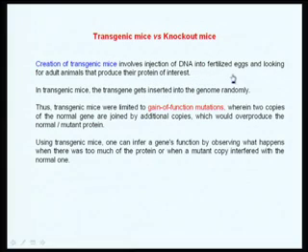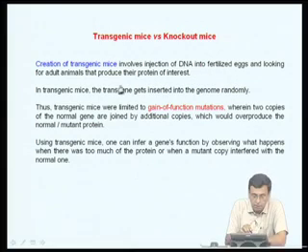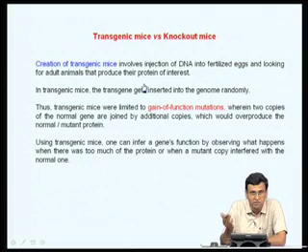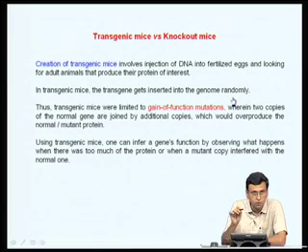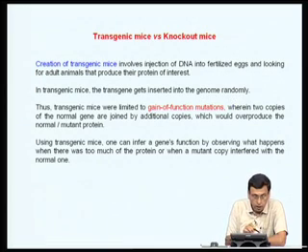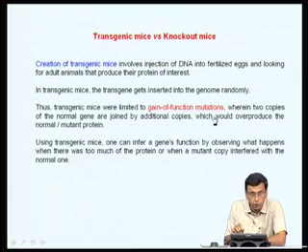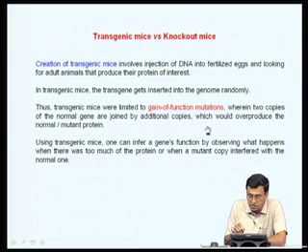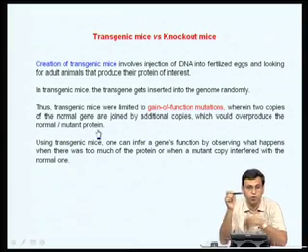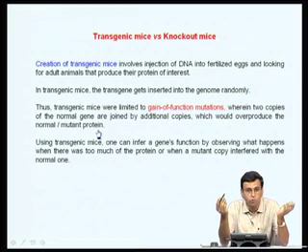So, the creation of transgenic mice involves injection of DNA into fertilized eggs and looking for adult animals that produce their protein of interest. That is what we discussed in the previous class. In the case of transgenic mice, the transgene gets inserted into the genome randomly. These are the two important features of a transgenic mouse. So, transgenic mice are used primarily to study gain of function mutations, wherein two copies of the normal gene are joined by additional copies which would overproduce the normal or mutant protein. So, this is what we understood by transgenic mice.